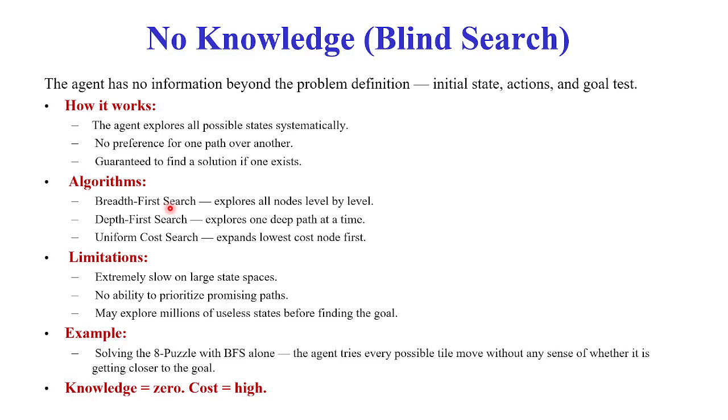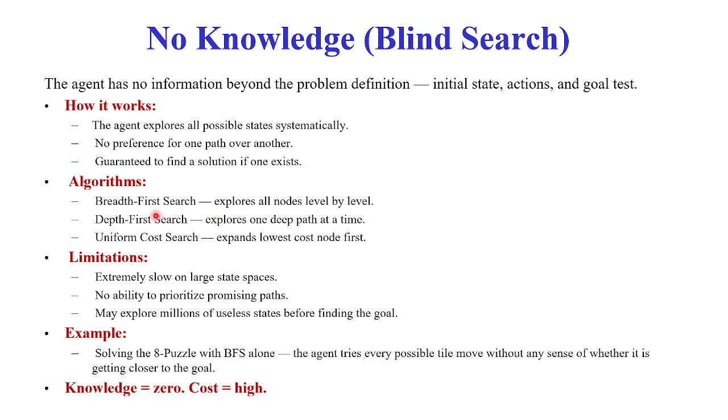First, the breadth first search. This agent explores all nodes at one depth level before moving to the next level. So we talked about the water jug problem. BFS guarantees the shortest path, but it eventually checks all the nodes.